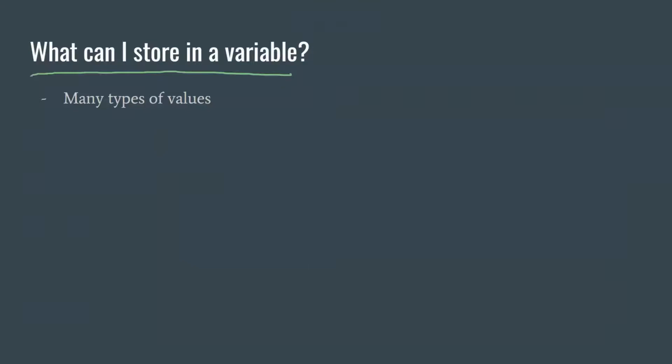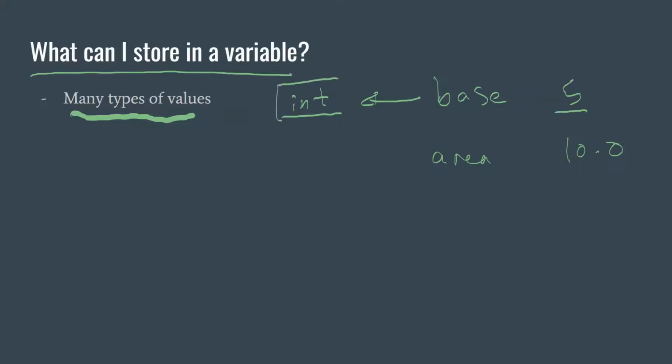What can I assign or store in a variable? We can store many types of values. We can store numbers like 5 and 4, and we can store numbers with a fractional part like 10.0. Any number with no fraction, any whole number, is called an integer value. So 5 is of type integer. 10.0, anything with a fraction, is called a float value. So you can store an integer or a float inside a variable.